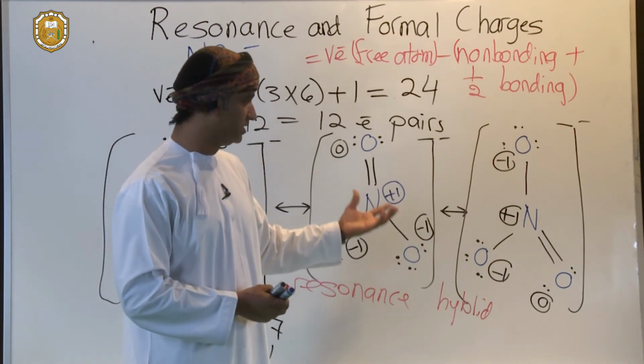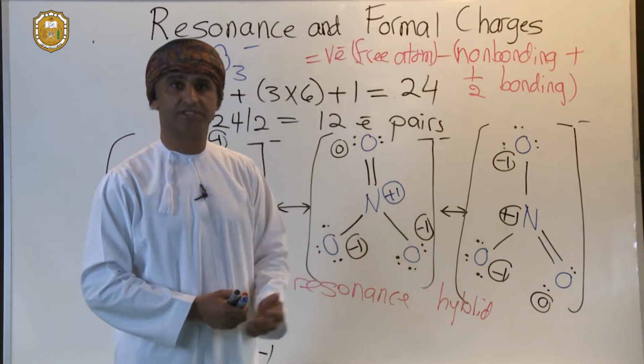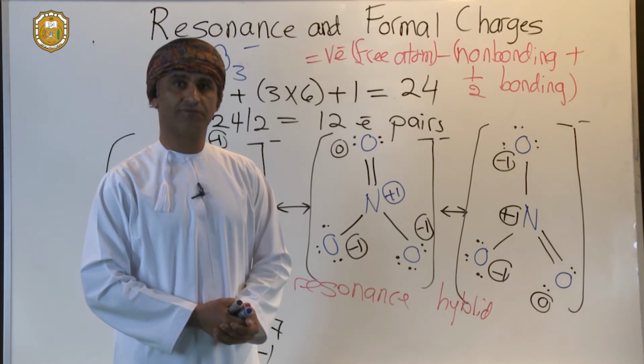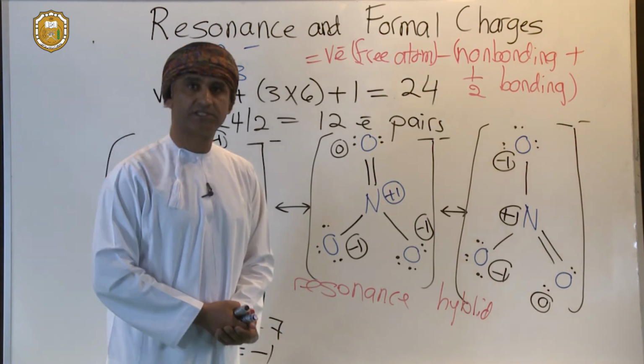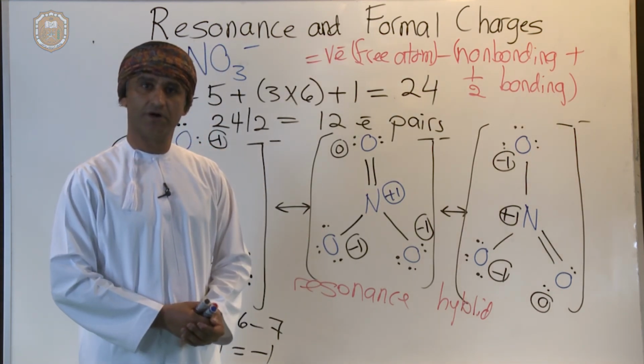So that's always true, that the sum of atomic formal charges should give us the total charge of the ion. In summary, in this case, the nitrate ion is a typical example that exhibits this phenomenon of resonance.